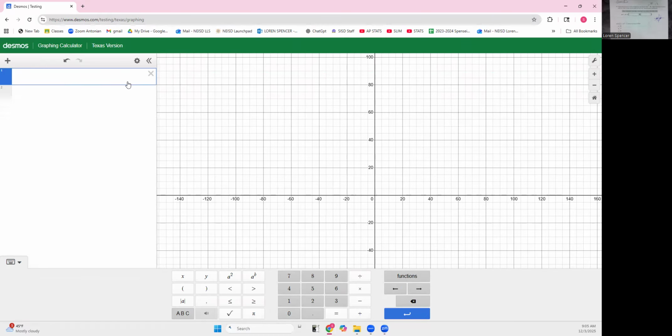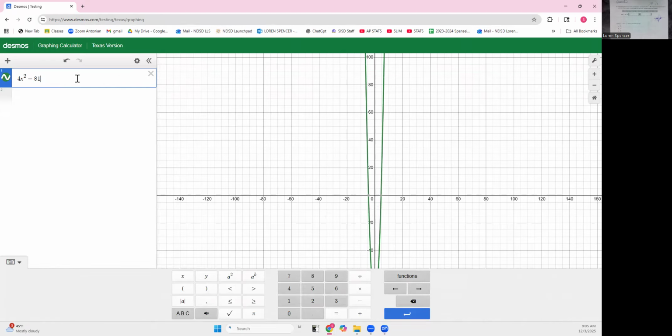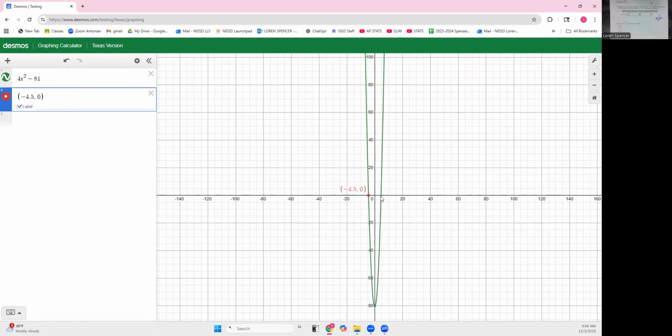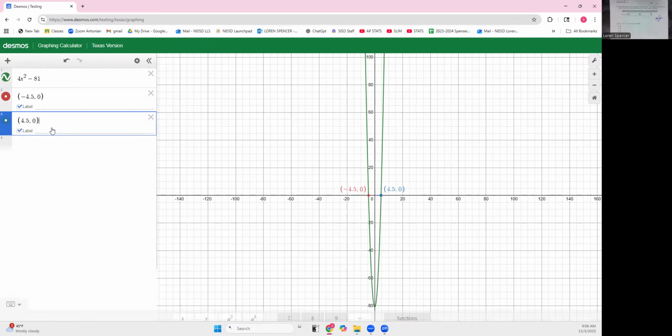So they gave us 4x squared minus 81. There's our parabola. Okay. And then we're going to go ahead and enter 9x minus 2. Oh, you know what? I should do something real quickly. I'm going to get rid of that for just a second. I'm going to click that point because this is one of the points it needs to hit. We'll label that. And the other point that we need to hit is this one. And we'll label that.